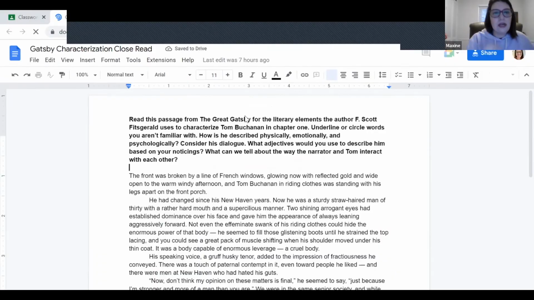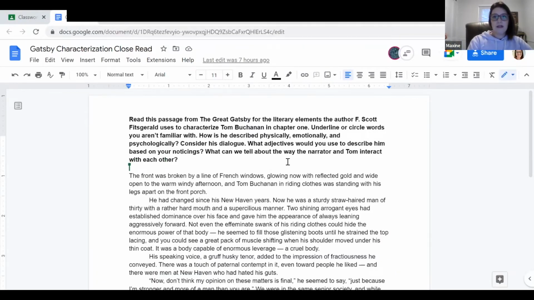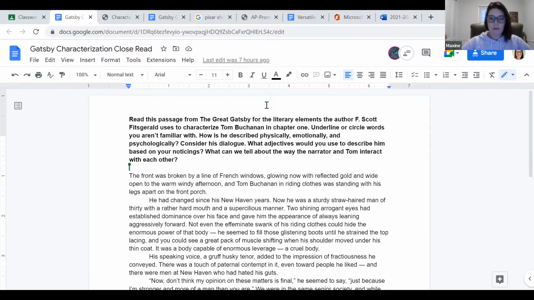Does that make sense? It says, read this passage from The Great Gatsby for the literary elements the author, F. Scott Fitzgerald, uses to characterize Tom Buchanan in chapter 1. It says, underline or circle words you aren't familiar with, and I know you don't have a paper copy in front of you, so do what you can. And then how is he described physically, emotionally, and psychologically? Consider his dialogue. What adjectives would you use to describe him based on your noticings?